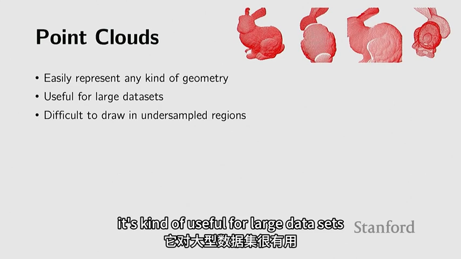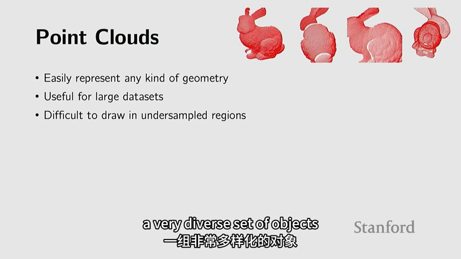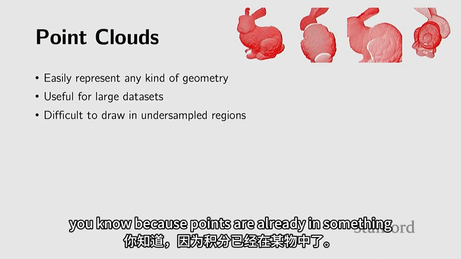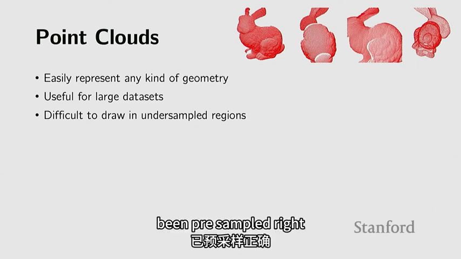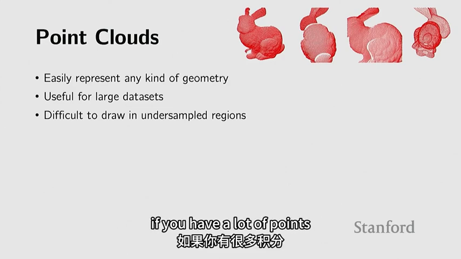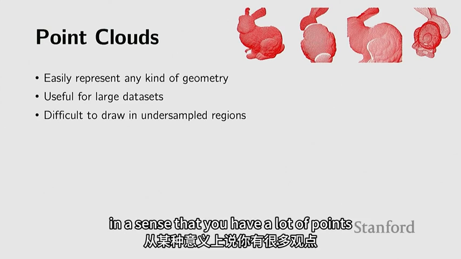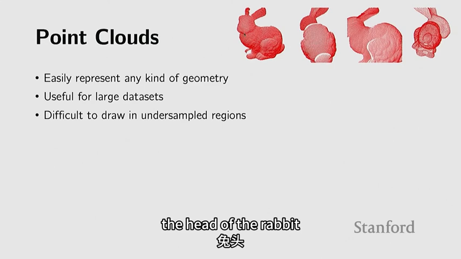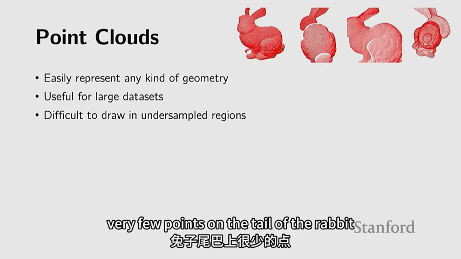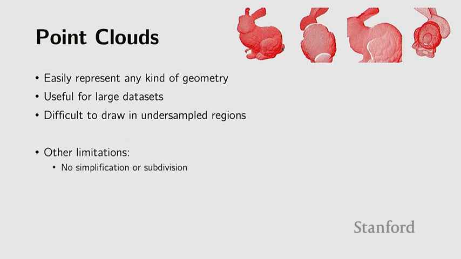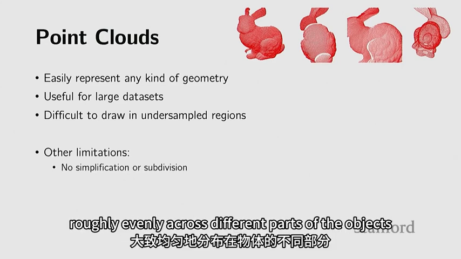It's useful for large datasets because sometimes you have to consider a very diverse set of objects. But points are in some sense already pre-sampled, right? So if you're representing objects but your points are sampled unevenly, in the sense that you have a lot of points, let's say, on the head of the rabbit, but very, very few points on the tail of the rabbit, then it will be hard to draw samples from these undersampled regions. So sometimes when people consider sampling points, you have to design algorithms to make sure you sample them roughly evenly across different parts of the objects.